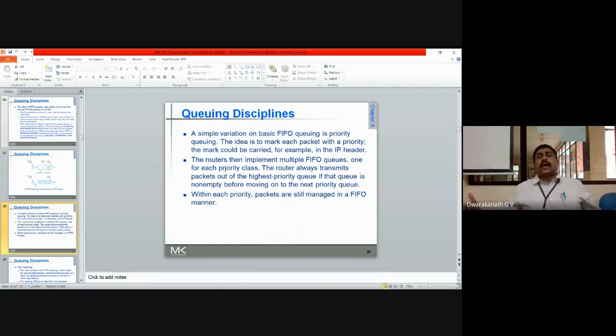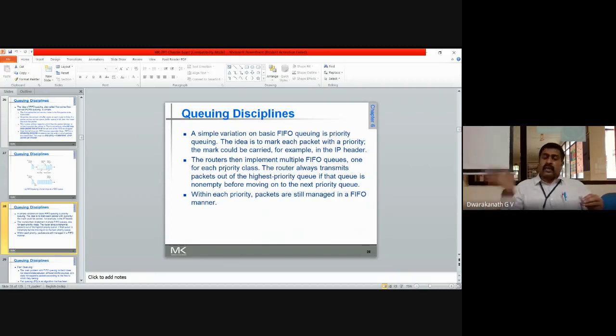Based on their priority classes, different queues will be there, and the packet, based on that priority, will be taken into the queue, and processing will be done based on priority. The router always transmits packets out of the highest priority queue if that queue is non-empty before moving on to the next priority queue. For example, the highest priority queue will be given the first preference.